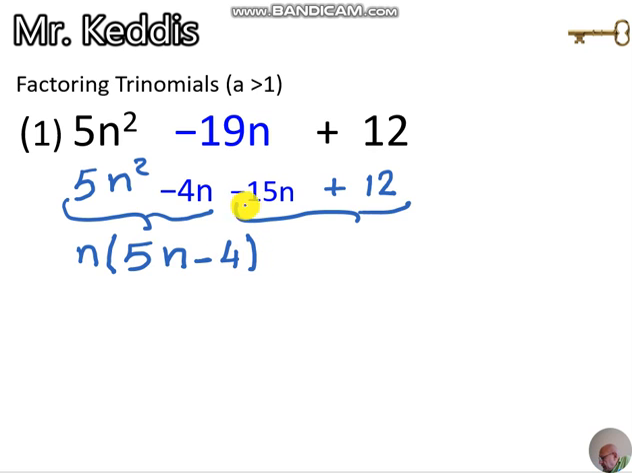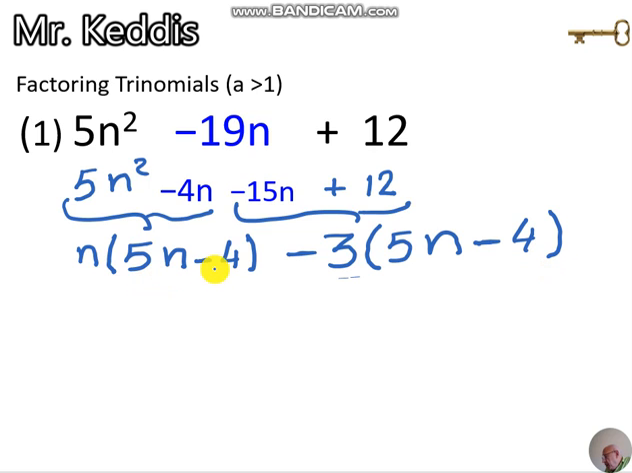And here, negative 15n and the positive 12, I take negative 3 as a common factor. Negative 3 times positive 5n, I get negative 15n here. And negative 3 times negative 4 gives positive 12. This is two terms here: this is the first one, and this is the second one.